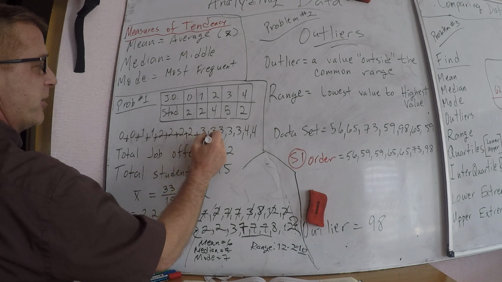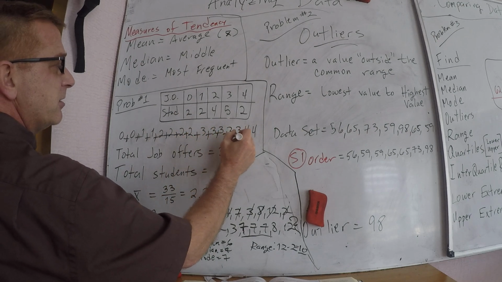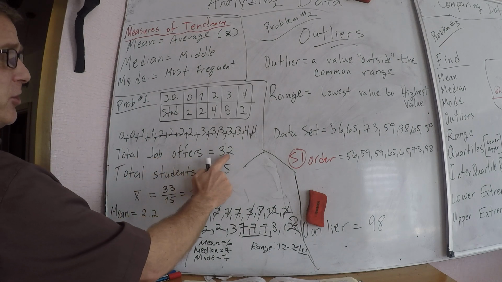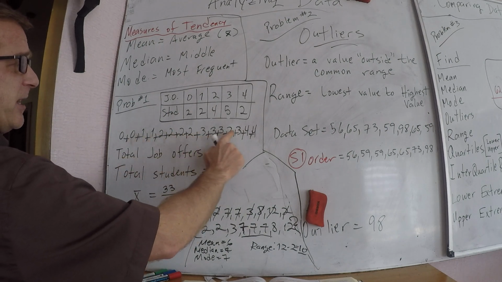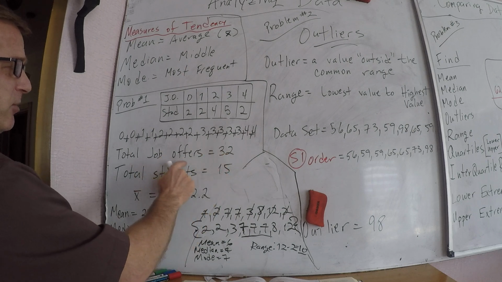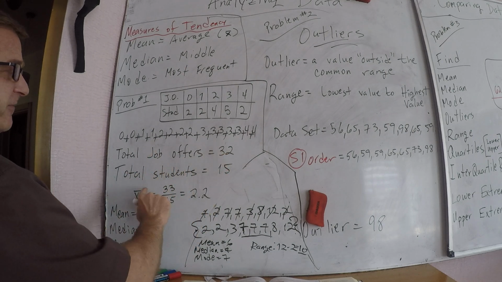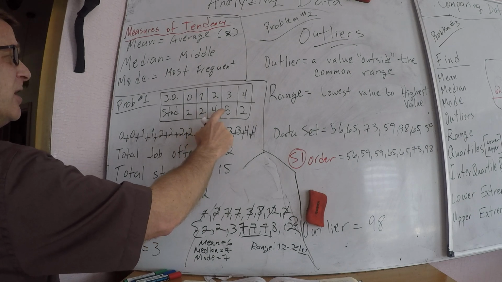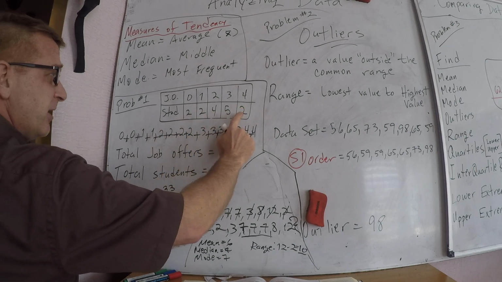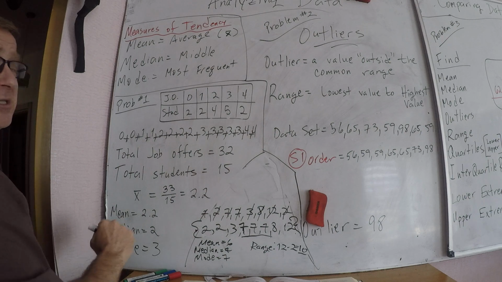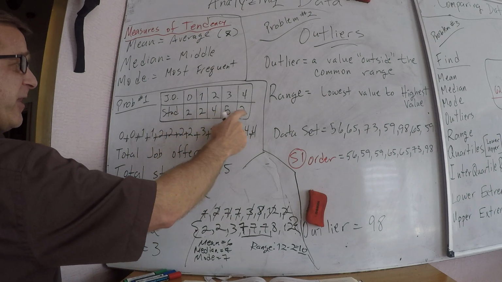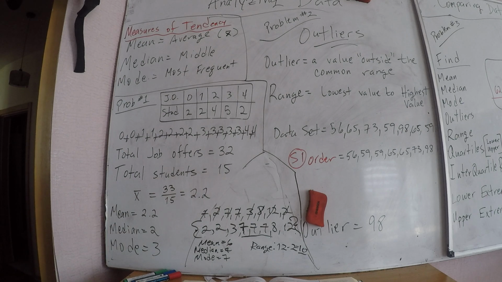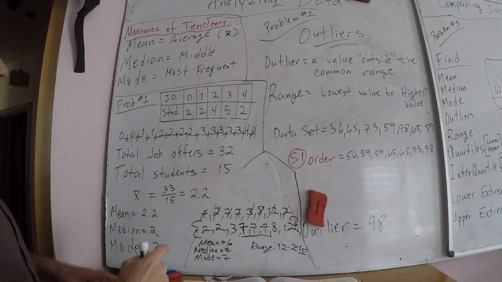Add all of these together. The total job offers is 32. All of these added together is 32 job offers. There are 15 students: 2 students, 4 students, 8 students, 13 students, a total of 15 students. 2 plus 2 plus 4 plus 5 plus 2 is 15 total students. Did I add this right?